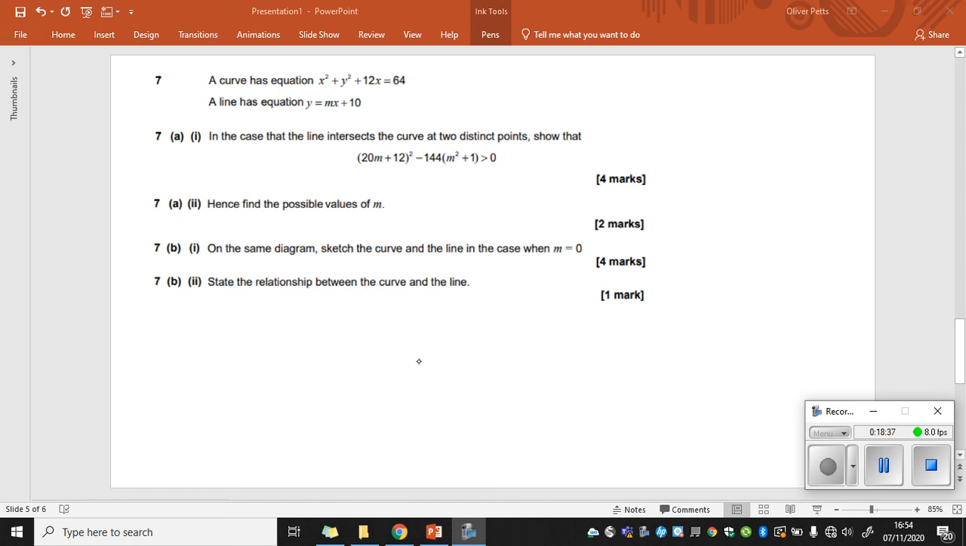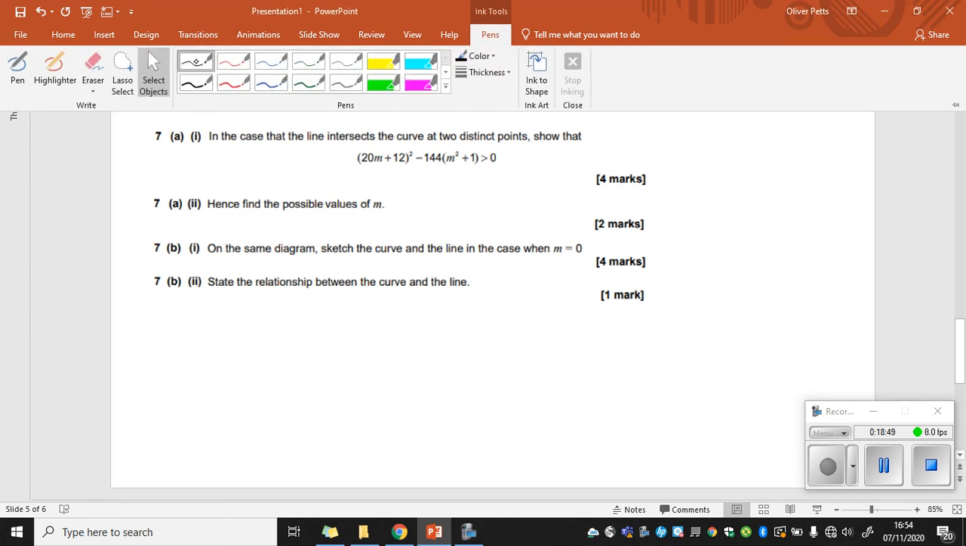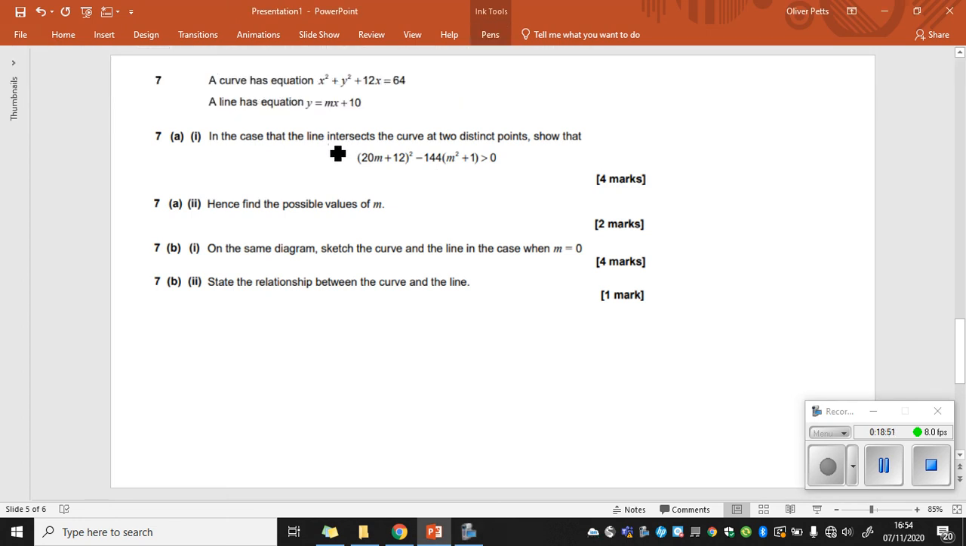Okay, a curve has equation given as follows. A line has an equation y equals mx plus 10. In the case that the line intersects the curve at two distinct points, show where the following inequality comes from. Okay, so keyword here, we're looking at intersection points. So we consider intersection points by looking at bringing our two equations together simultaneously.